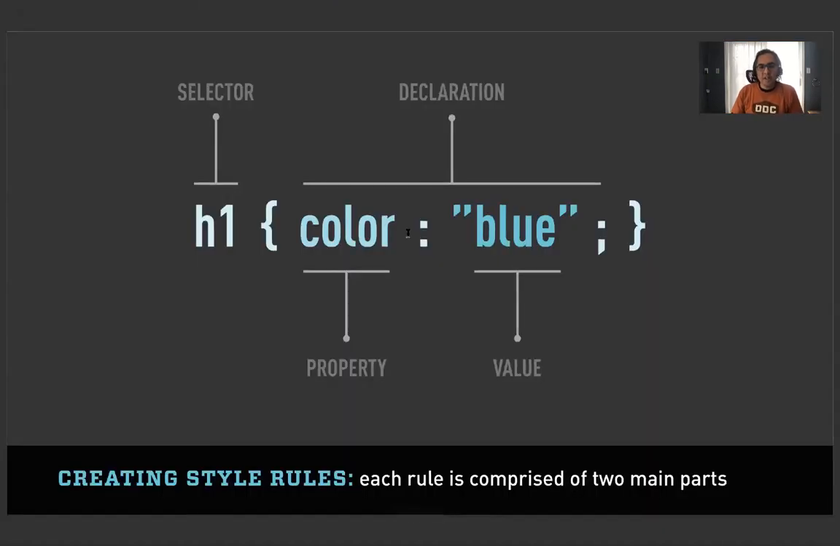So just as a reminder, this is how you write CSS. You have a selector and you have a declaration. And so for this example, we've got H1 here. The color of the text will be blue. So here's our property and here's our value.